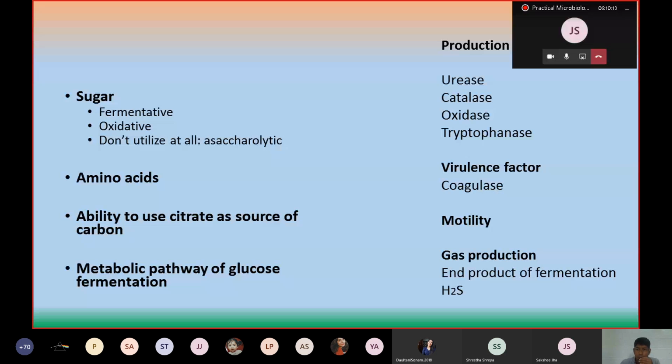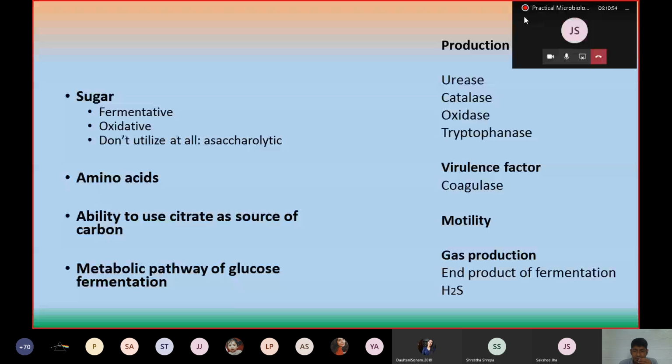Now, production of different enzymes: urease. Urease, if produced by bacteria, is able to split the urea. Catalase can split the H2O2. Oxidase, tryptophanase. Just now remember, these are the different enzymes that we are utilizing in our tests that we have already listed, and that can be checked in the biochemical test.